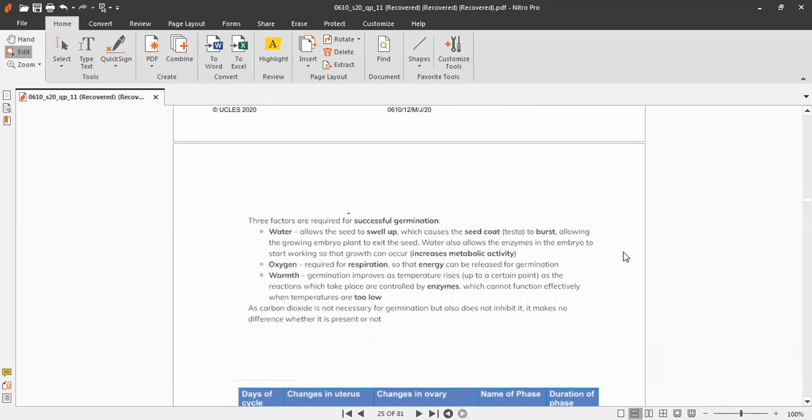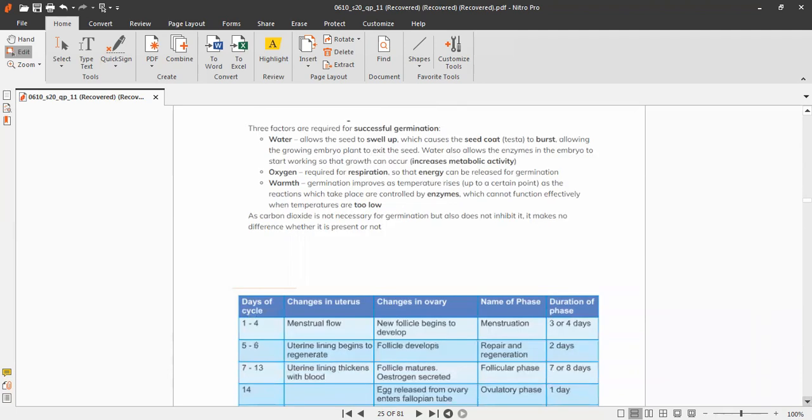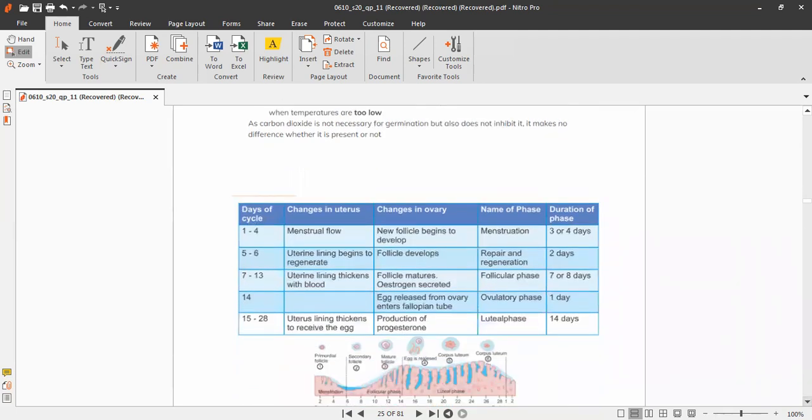Warmth: germination improves as temperature rises up to a certain point, as the reactions which take place are controlled by enzymes, which cannot function effectively when temperatures are too low. Carbon dioxide is not necessary for germination, but also doesn't inhibit it. It makes no difference whether it is present or not. What about light? Dark or light, no problem, but germination does not always need light.